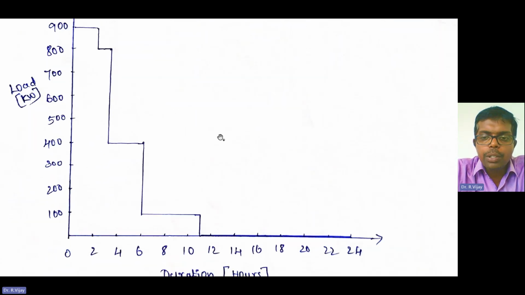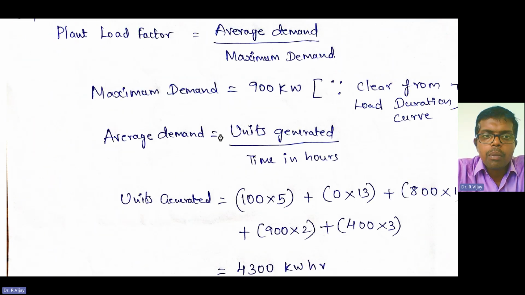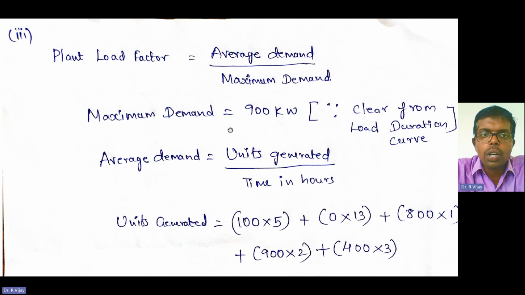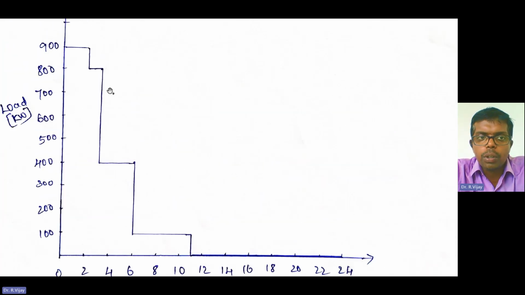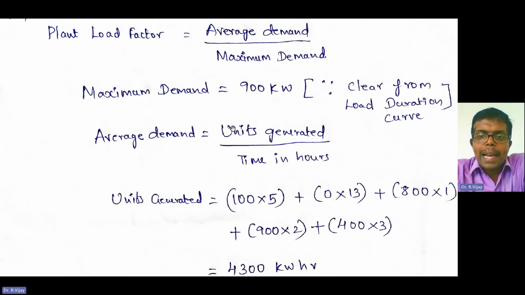Next, we need to find out what things are asked. First, they asked for the plant load factor. Plant load factor is equal to average demand divided by maximum demand. Maximum demand is 900 kilowatt, and it is clear from the load duration curve. What is the maximum you need to see? This is the maximum, so 900 kilowatt is the maximum demand.